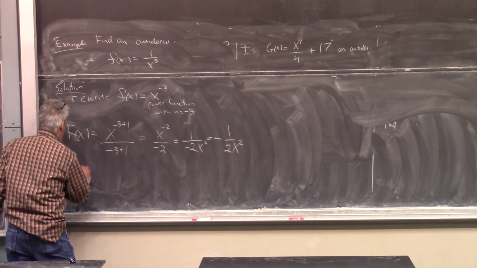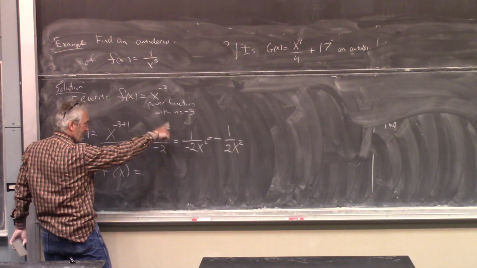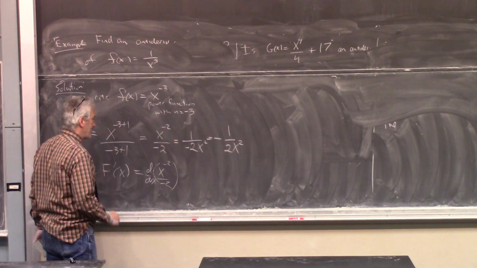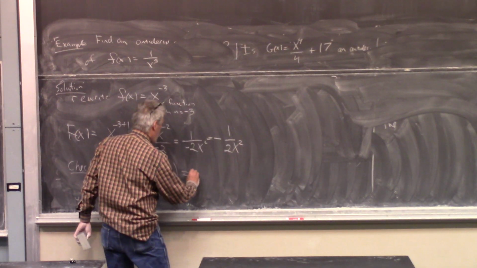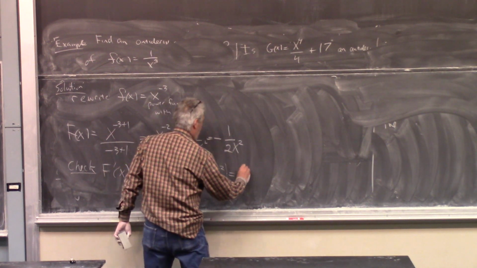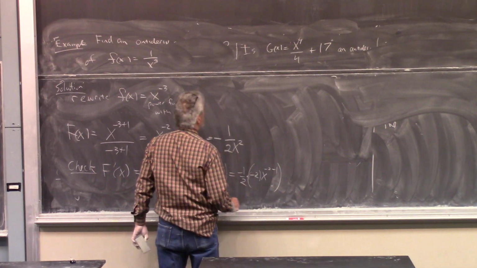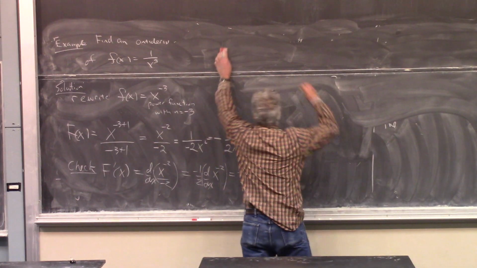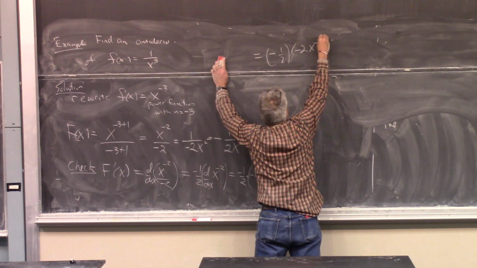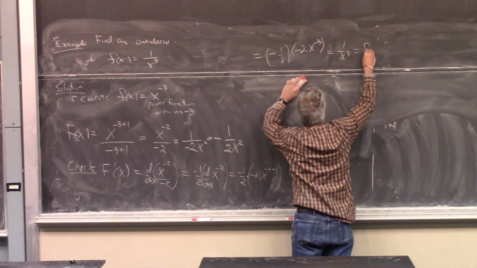Now let's check. Capital F prime is going to be, I'm going to use this one, x to the minus 2 over minus 2, because that's the nicer form for finding the derivative. So the minus 1/2 comes out front, and I have the derivative of x to the minus 2, so that's minus 1/2 times minus 2 times x to the minus 2 minus 1. So that's minus 1/2 times minus 2x to the minus 3. The minus 1/2 and the minus 2 get together, and we end up with 1 over x cubed. And that is f of x.